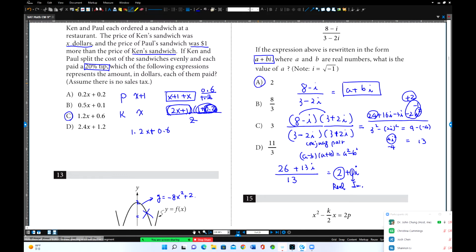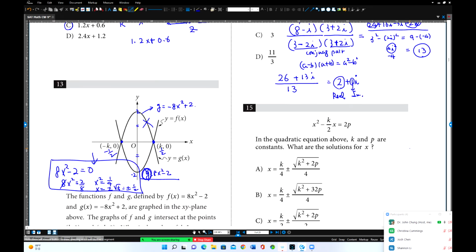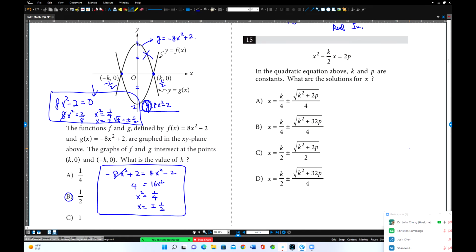Okay, always when you have a complex number in the denominator, you multiply by its conjugate. When you multiply by its conjugate, you get what? A rational, real number, not imaginary anymore. Okay. After this, we're going to have a break. All right, number 15 is there.